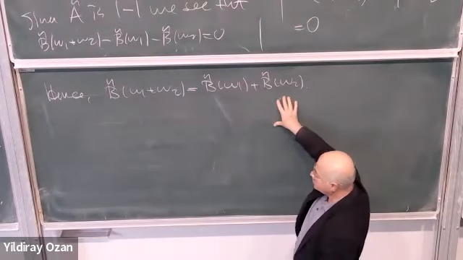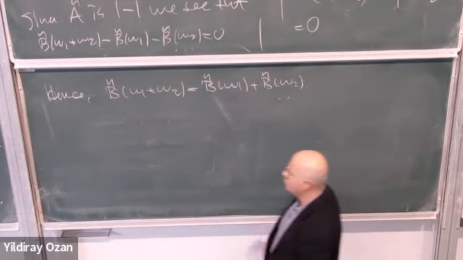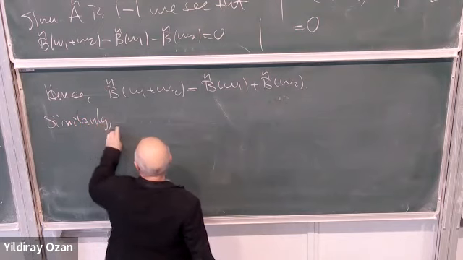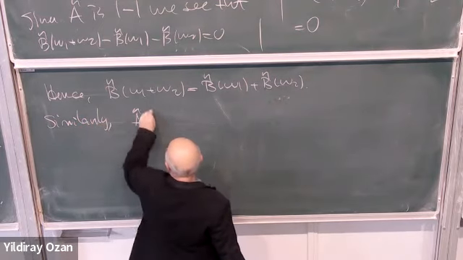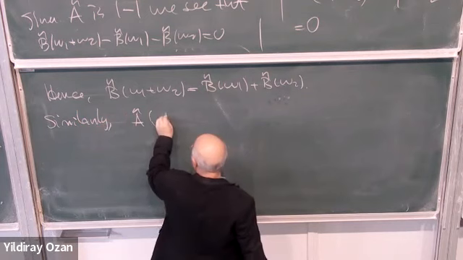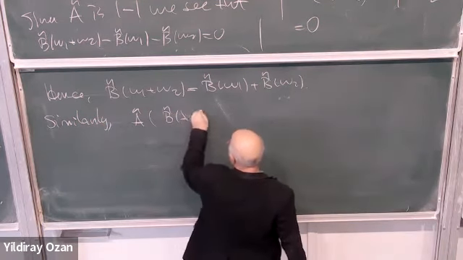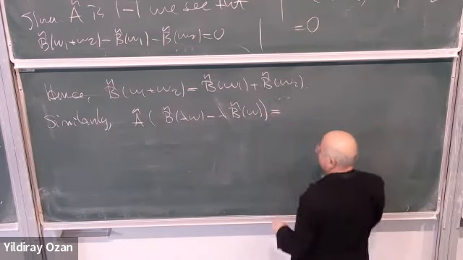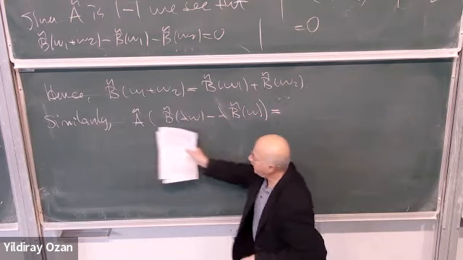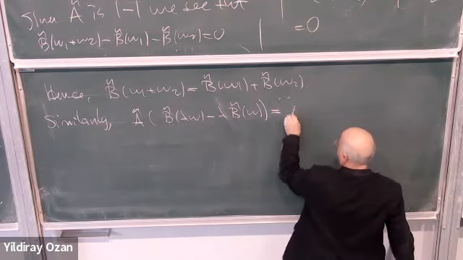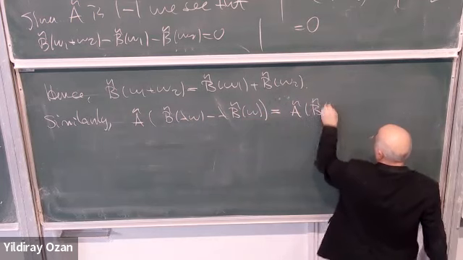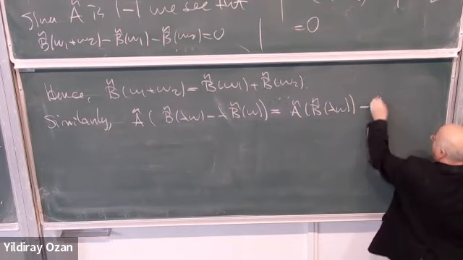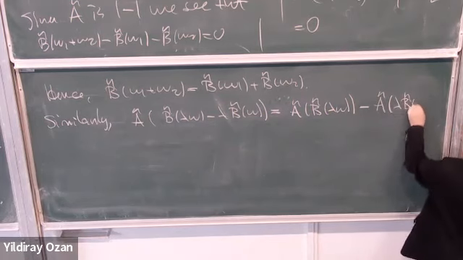So this is the first condition for B to be a linear map. What is the second condition? Similarly, A hat of B hat of lambda W minus lambda B hat of W is equal to what? Well, again, A hat is linear, therefore this is just A hat of B hat of lambda W minus A hat of lambda times B hat of W.